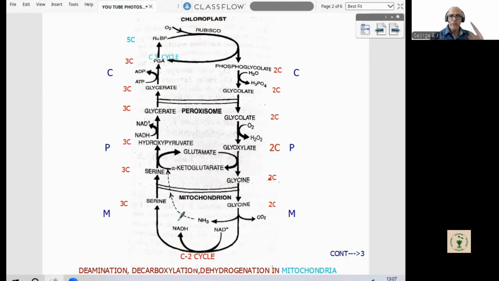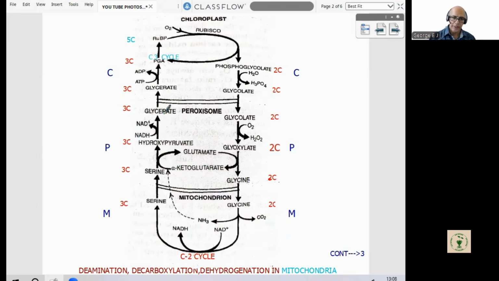Now in the mitochondria, 3 famous sets of reactions take place, a popular question. One is deamination, one is decarboxylation, and one is dehydrogenation. So 3 sets of reactions take place in the mitochondria in connection with the C2 cycle. Important question. Now serine enters the peroxisome. It will be converted into hydroxypyruvate. Here you can find hydroxypyruvate, again a reduction type of reaction. Then hydroxypyruvate will be converted to glycerate.